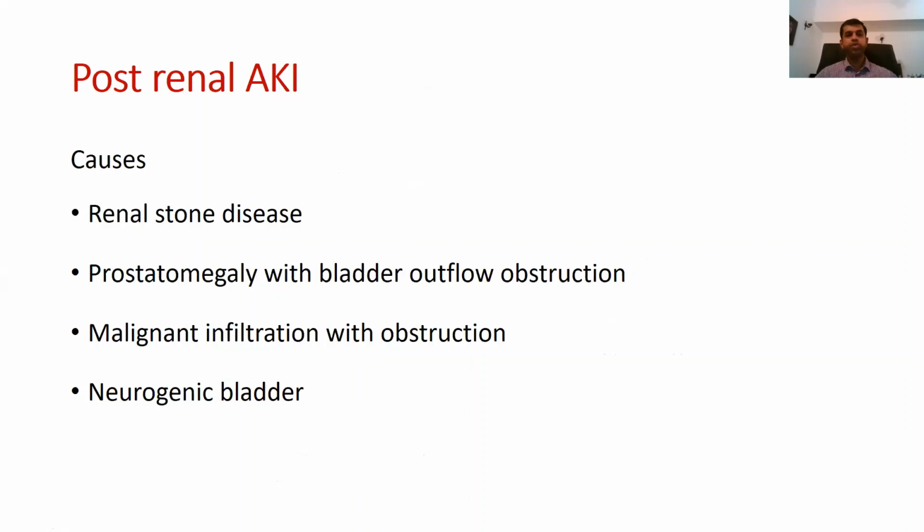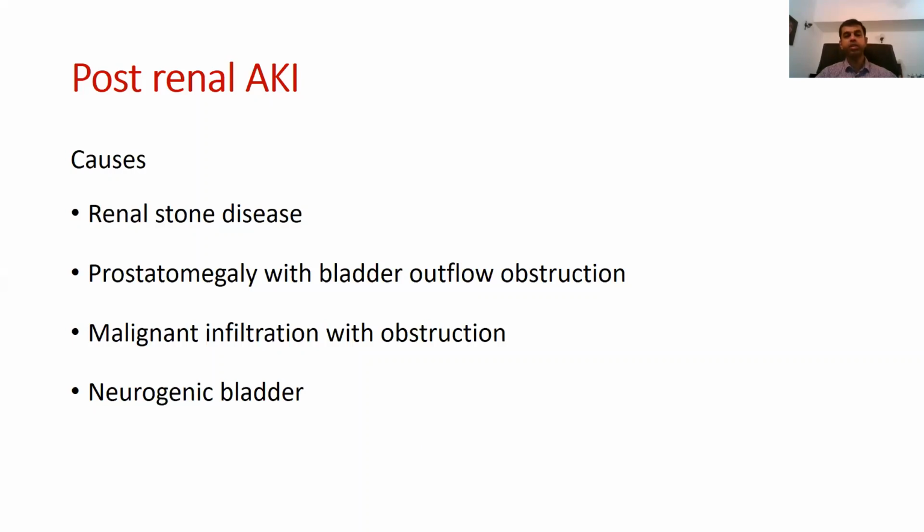The next group of causes that gives rise to oliguria and AKI is your post-renal causes. That is, following the parenchyma of the kidney, after the pelvis and beyond that. So renal stone disease becomes one of the commonest causes, where these stones can go and obstruct the pelvis, the ureters, and sometimes the bladder, causing post-renal obstruction. Prostatomegaly with bladder outflow obstruction is another common condition which you can identify giving rise to post-renal AKI.